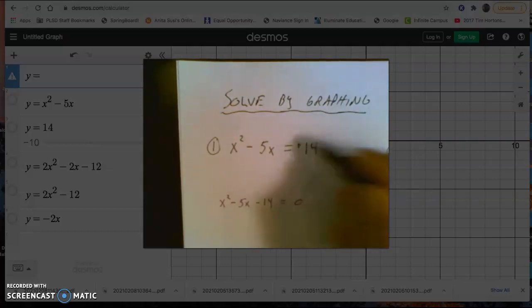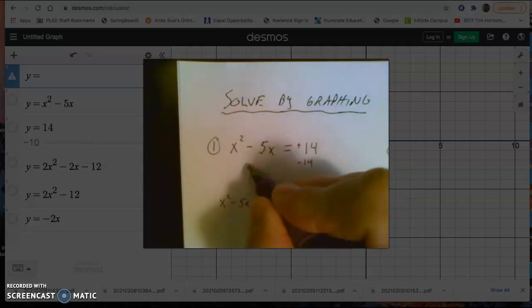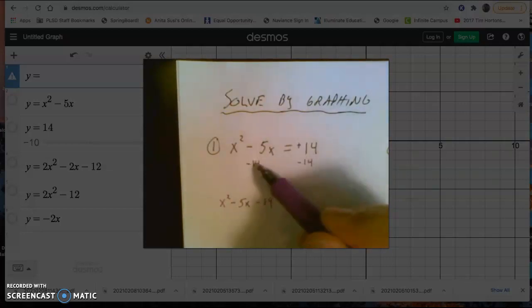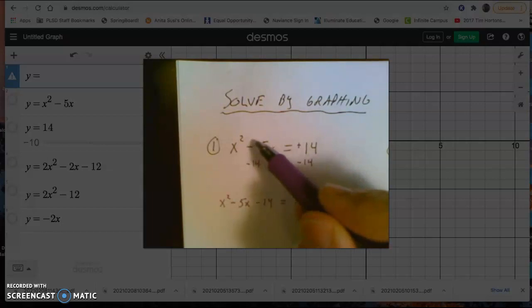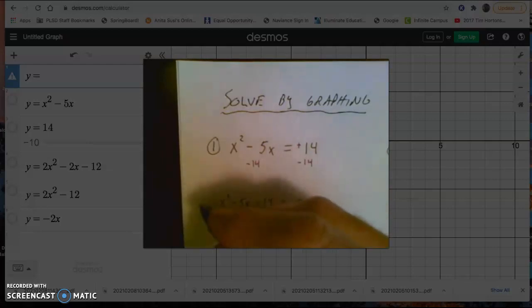I see that there's a plus sign there. If you don't see any sign, you know it's a plus. So I do minus 14 to the right, and I do minus 14 to the left. This minus 14 doesn't have another term to pair up with, so we just write it out. x squared minus 5x minus 14 equals 0. So now I've rearranged and set my equation equal to 0.